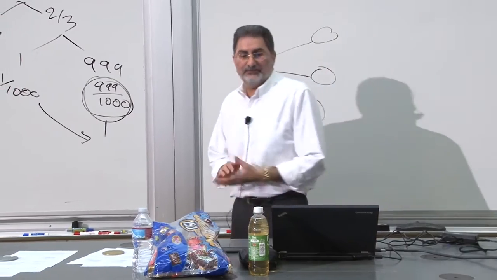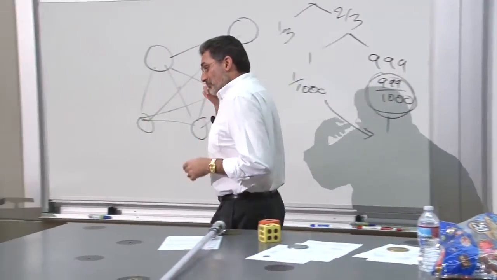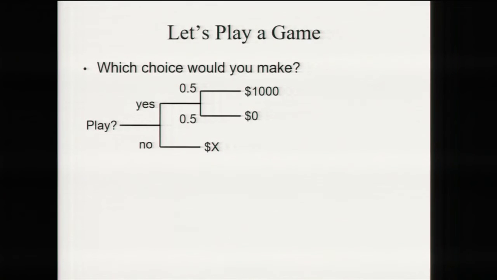So let's play another game. Now this game, if you choose to play, we will flip the fair coin. And if it comes up heads, you get $1,000. If it comes up tails, you get nothing. You can choose not to play, in which case you will get a guaranteed payout. And the question is, how much does that payout have to be for you to be indifferent between playing the game or not?